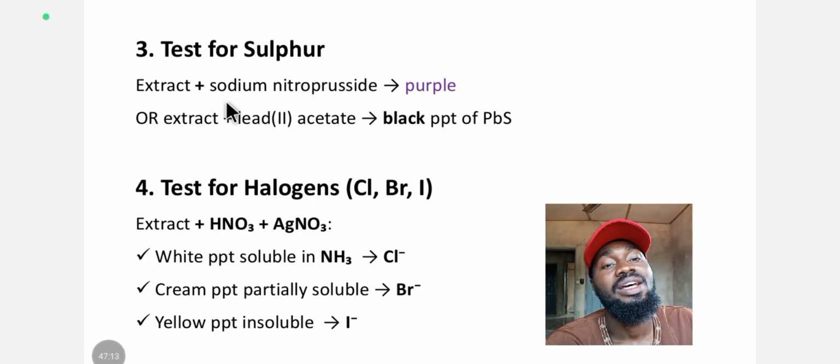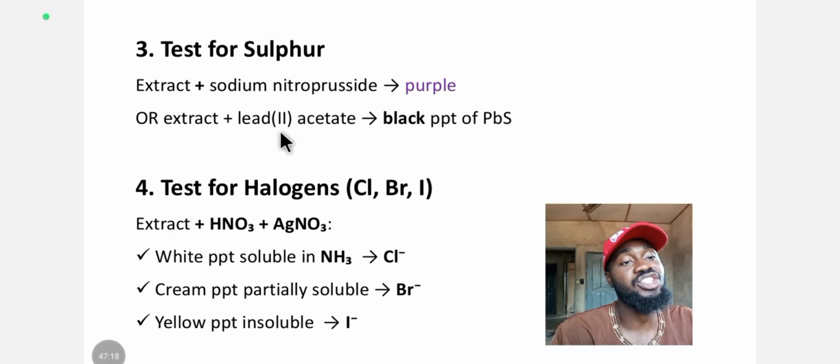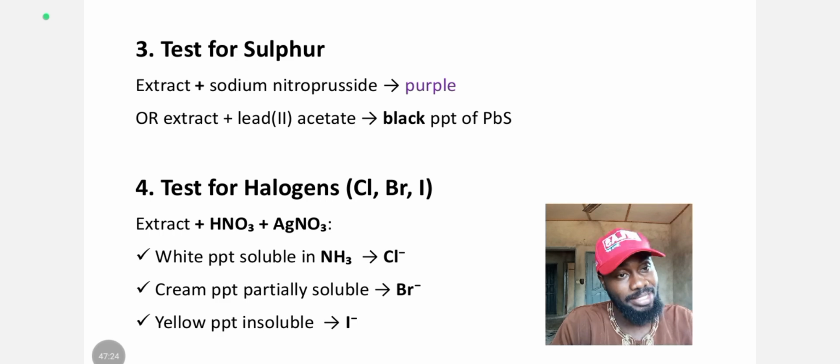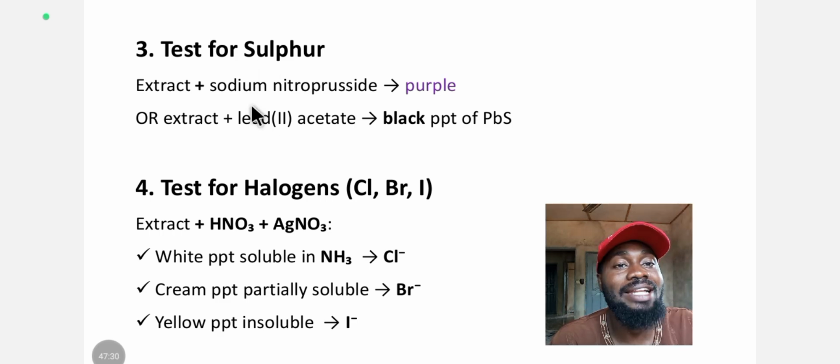Or you can also use the sulfur extract. You add lead(II) acetate to the extract that you are suspecting that there is sulfur in, or the extract that you want to test. When you add lead(II) acetate to the extract or the substance, you observe a black precipitate of lead sulfide. That confirms the presence of sulfur.